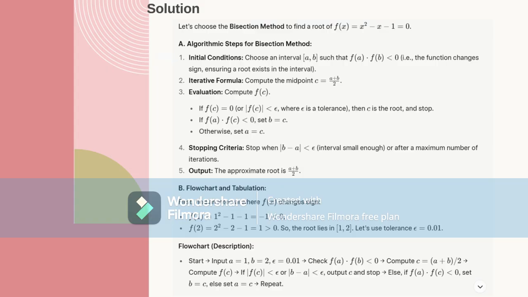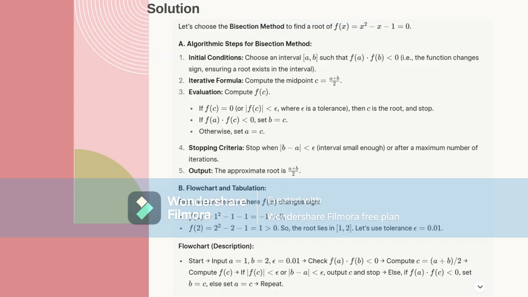Initial conditions: choose an interval a, b such that f of a into f of b is less than 0, that is, the function changes sign, ensuring a root exists in the interval. Iterative formula: compute the midpoint c is equal to a plus b by 2. Evaluation: compute f of c. If modulus of f of c is less than epsilon, where epsilon is tolerance, then c is the root and stop.